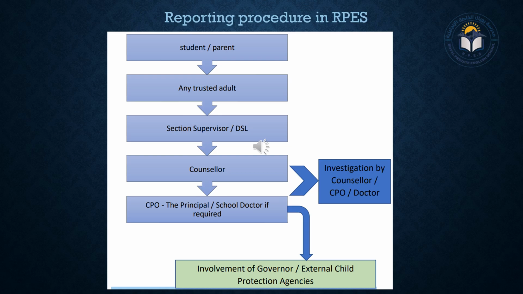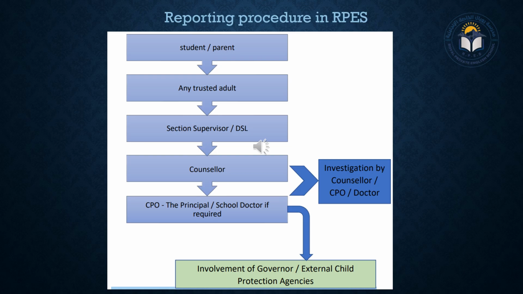Reporting procedure in Royal Private English School. Reporting procedures within a school's child protection policy typically involve a structured hierarchy to ensure that concerns about child welfare are addressed promptly and effectively. The following is a general outline of the reporting procedures, considering a hierarchical approach.